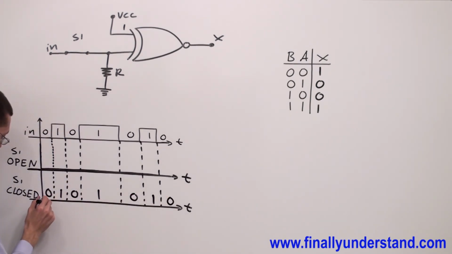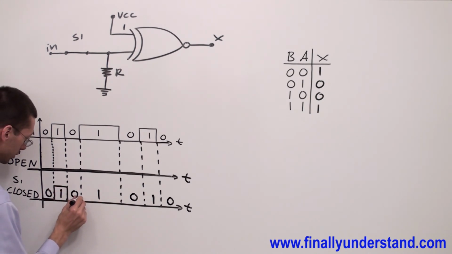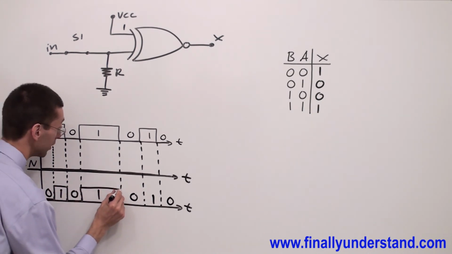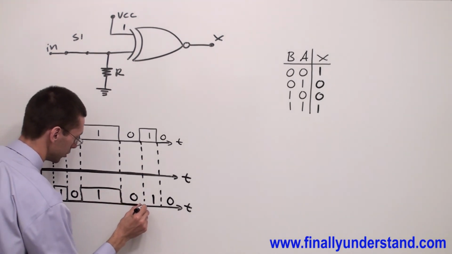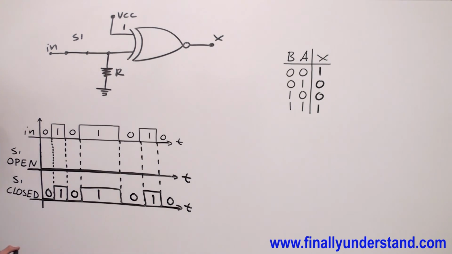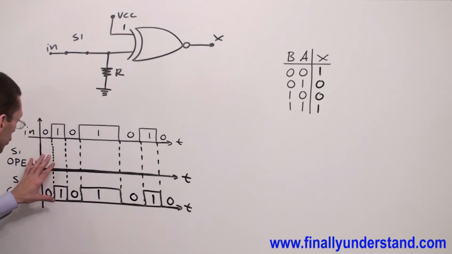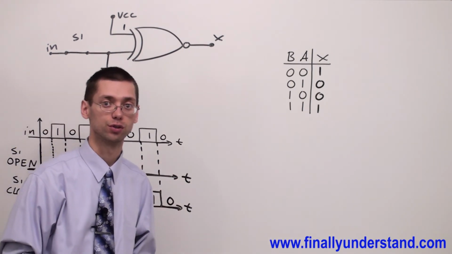Now I can draw the waveform. 0, 1, 0, and I have 1, 0, 1, 0. Please notice that if the switch is closed, your circuit is going to pass the input waveform to the output. So these two waves are the solutions to my problem.